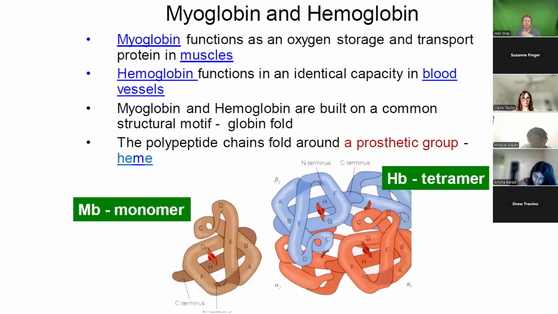Okay. Now, myoglobin and hemoglobin. These are proteins that carry out different activities, but they have similar functions. Myoglobin functions as an oxygen storage and transport protein in the muscles. Hemoglobin does the same thing, but in blood vessels. Myoglobin and hemoglobin are built on a common structural motif. Think about this as a structural domain. This is known as a globin fold. Okay, now with that in mind, you might think, well, what am I looking at here?